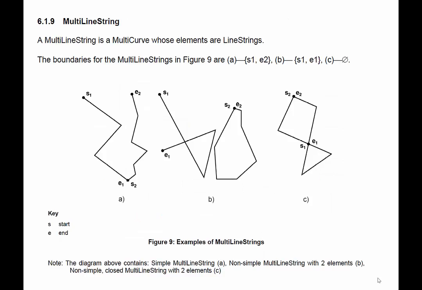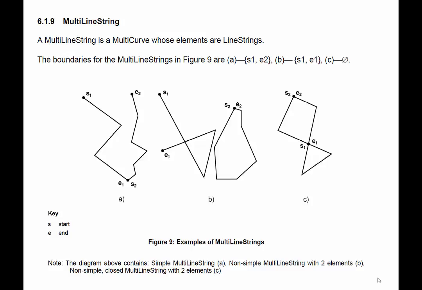So multi-line strings are what you would think of in ArcGIS as multi-part geometries. Familiar with multi-part geometries in ArcGIS? Very, very slight nodding. Doesn't convince me that people are particularly knowledgeable about it. But a multi-line string is a multi-curve whose elements are line strings. So basically, it's made up of more than one segment in your line, or more than one part.